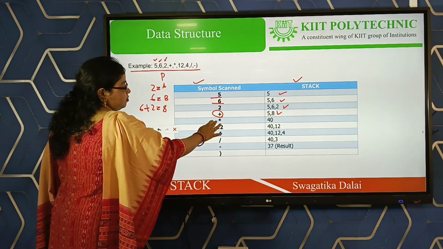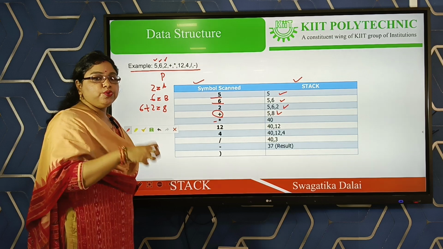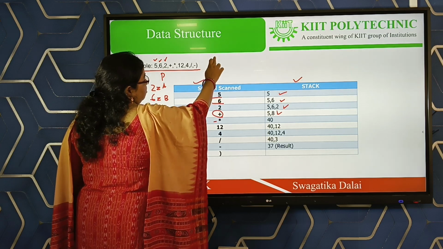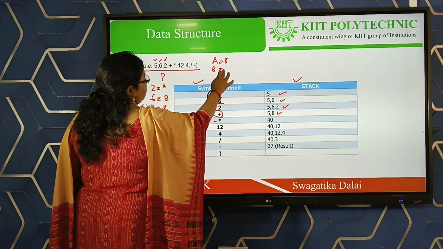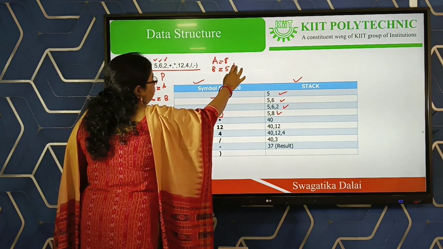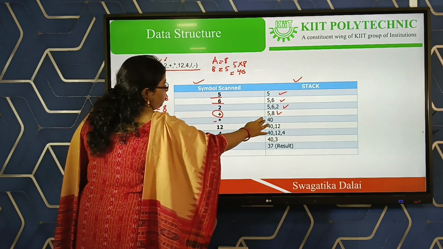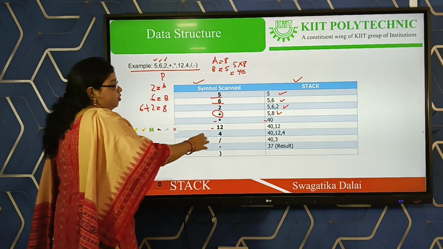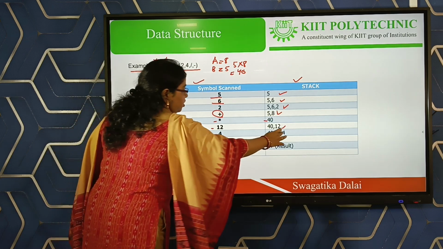Next comes the multiplication symbol. Again, multiplication is an operator, so we pop two elements from the stack: A equals 8, B equals 5. So B multiplication A, that means 5 multiplied by 8, that is 40. We put 40 onto the stack. Next comes 12, an operand, so we put it on the stack. Next comes 4, an operand, put it on the stack.